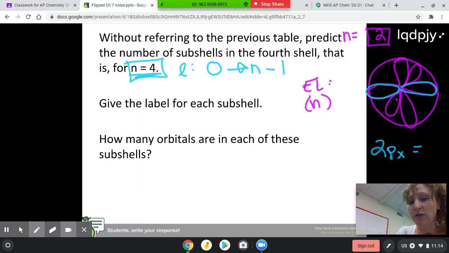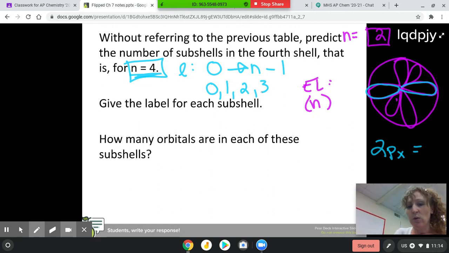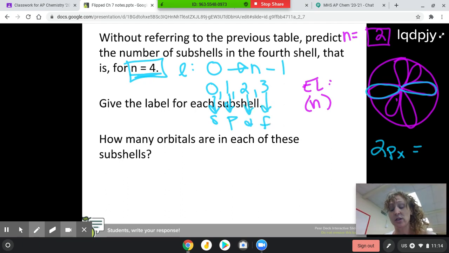And remember, possible L's are everything from 0 to n minus 1. So if n is 4, I can have 0, 1, 2, or 3, because n minus 1 is 3, which means I have S, P, D, and F. So you have to go back to those rules from yesterday. If you want to know what possible shells there are, you have to know those rules. Learn those rules. Okay, now I think we've covered all the questions. Good questions, you guys.